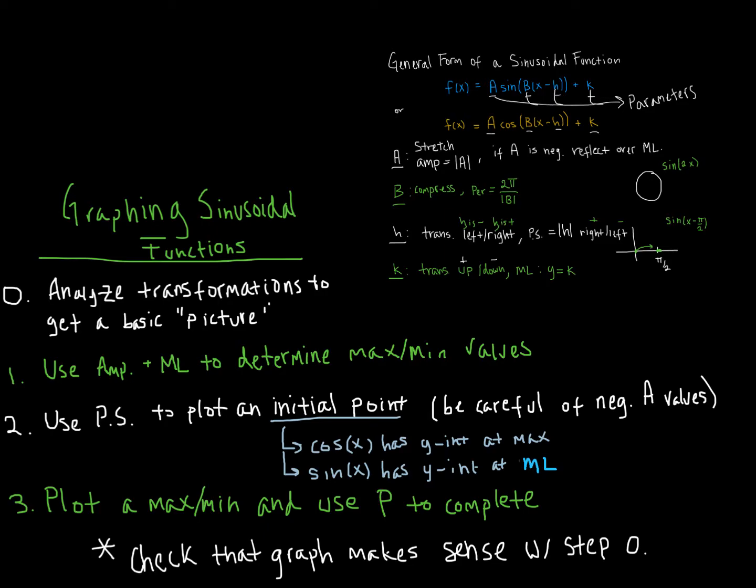And once we have it sketched out, we want to check that our graph makes sense with step 0, meaning go back to your transformations, your a, b, h, and k values, look at your period, look at your translations, your amplitude, and make sure that everything makes sense. All right, so now let's go ahead and get a little more practice with this before we move on to a slightly new but very similar topic.